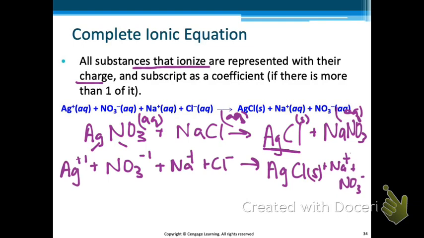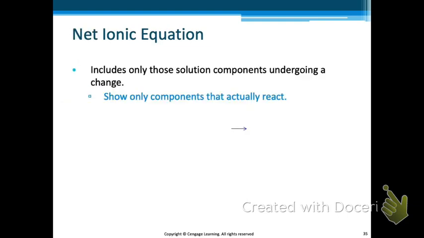So now we've got the formula equation, we've got the complete ionic equation, and what we're really working toward is something called the net ionic equation. What does net usually mean? Total. It's kind of total. Altogether. Yeah, that's fine. Net means basically, I guess total is as good a definition as any, the sum total, the pluses and minuses. So the net ionic equation only shows those components that are undergoing a change. It only shows the things that are actually changing.